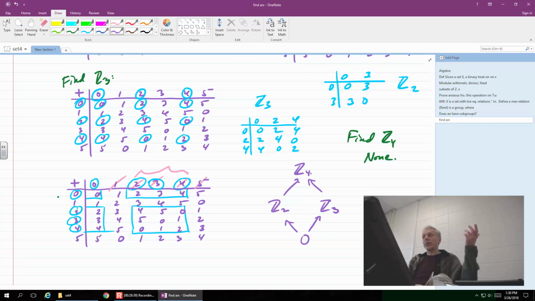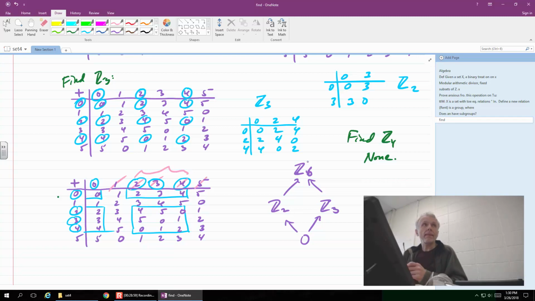The bigger the group, the more structure you have like this. So it could be a very large diagram like this. I'm sorry, I was talking about Z6, not Z4 over here.